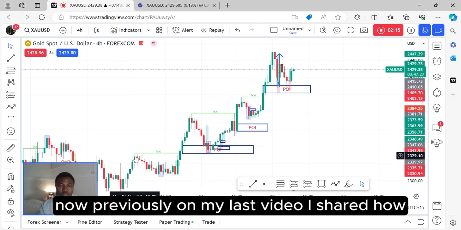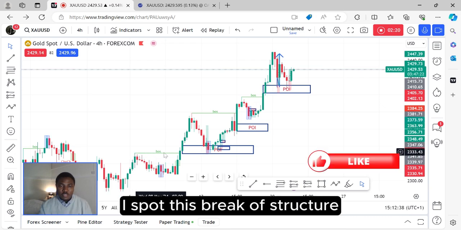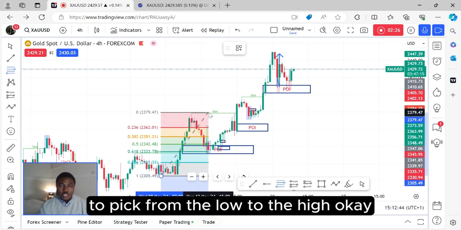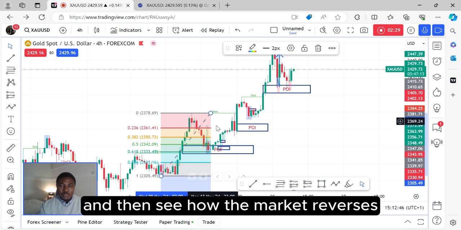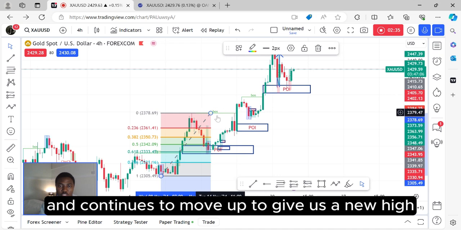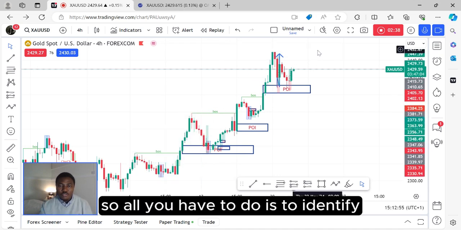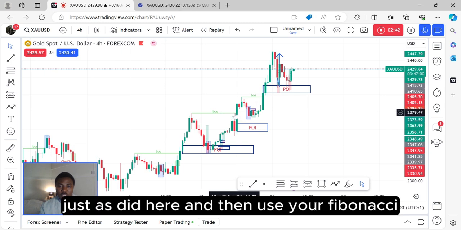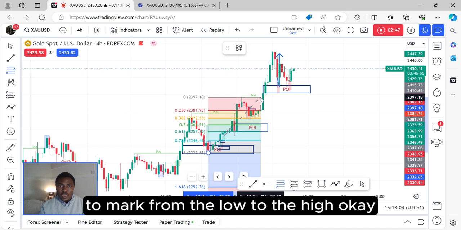Okay, now previously on my last video I shared how I spot this break of structure, and then all I have to do is to pick my Fibonacci retracement tool to pick from the low to the high. Okay, and then see how the market reverses from the 50% and 61% and continues to move up to give us a new high. So all you have to do is to identify when the market breaks the previous high, just as it did here, and then use your Fibonacci tool to mark from the low to the high.